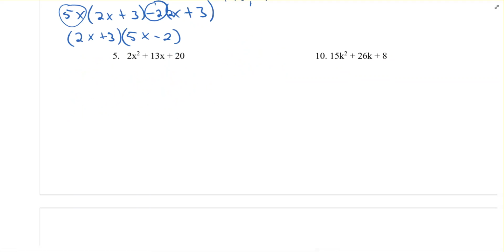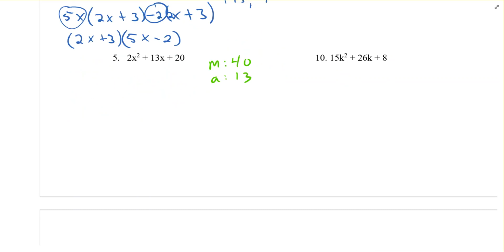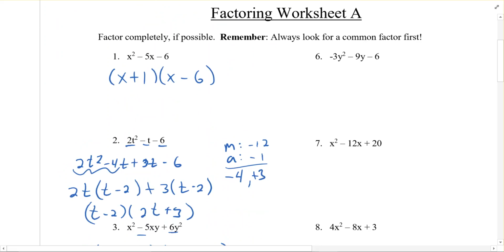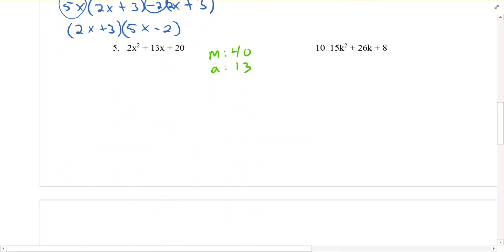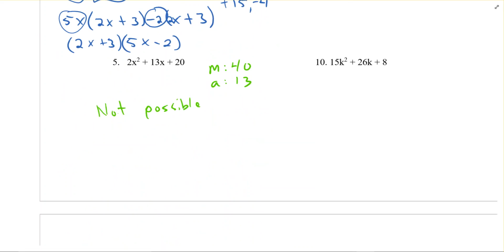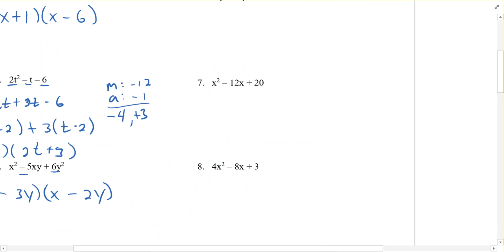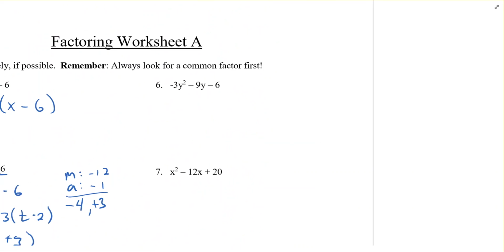Okay, 5. All right, so for this one, you can't do it. That's why at the beginning of this it says factor completely if possible. So this one's not possible. There's nothing that multiplies to 40 and adds to 13.